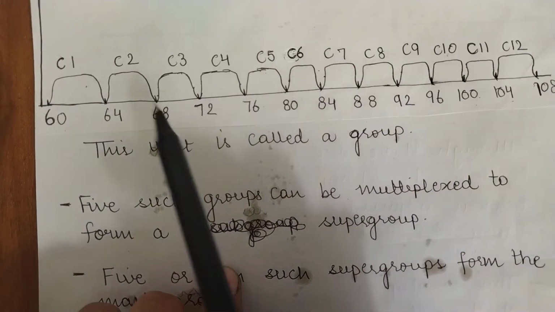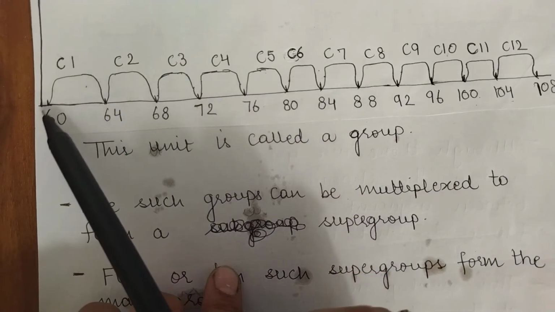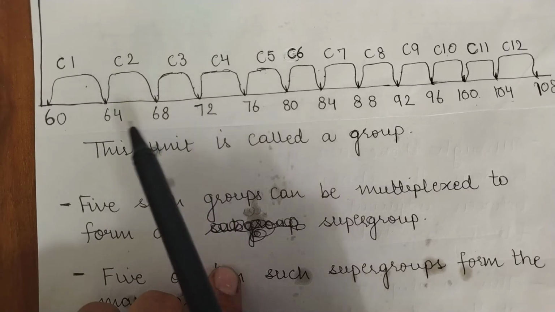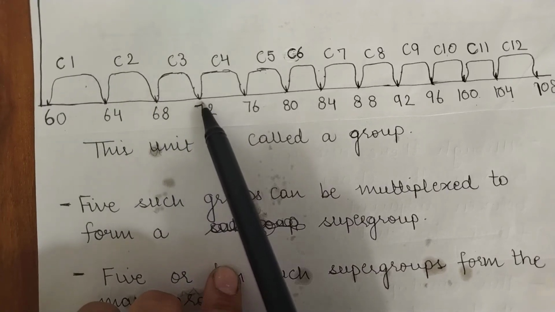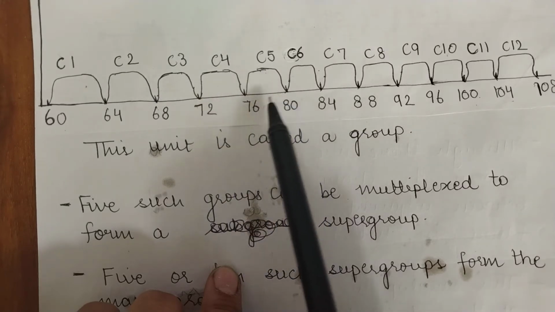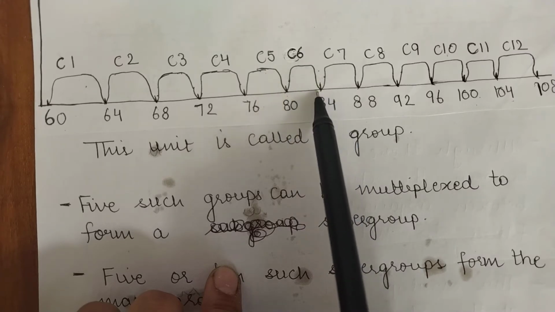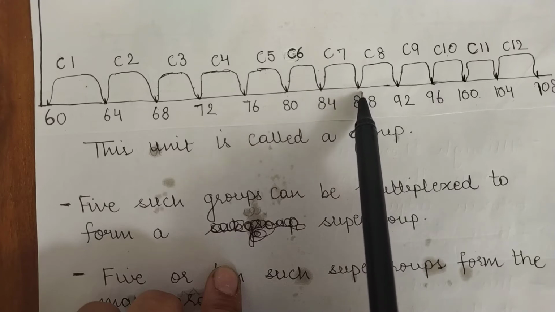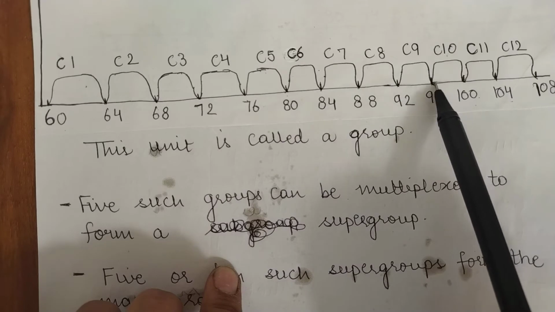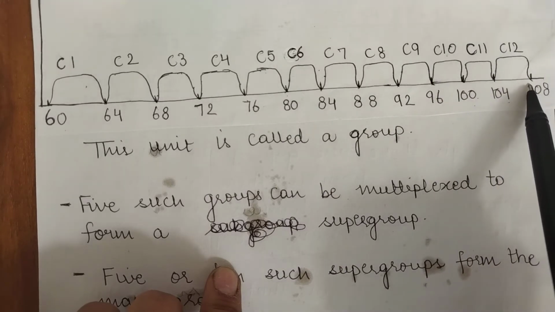And between this frequency, the frequency range has been divided into several such frequency ranges, like from 60 to 64 kilohertz, then from 64 to 68 kilohertz, then from 68 to 72 kilohertz, then from 72 to 76 kilohertz, then from 76 to 80 kilohertz, from 80 to 84 kilohertz, from 84 to 88 kilohertz, then from 88 to 92 kilohertz, from 92 to 96, and 96 to 100, 100 to 104, 104 to 108.